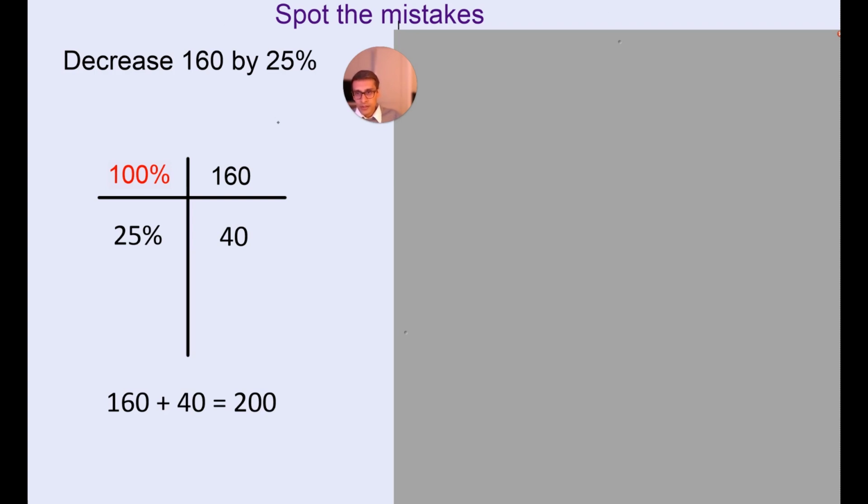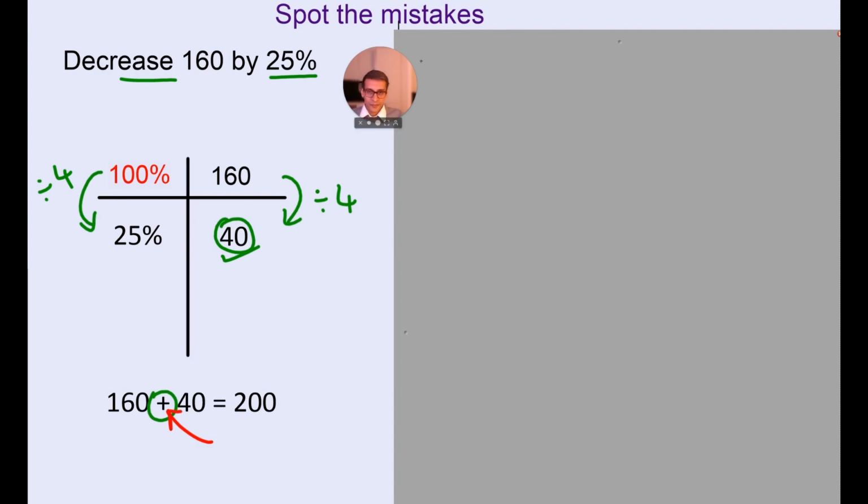Okay, let's see what this person has done wrong. Well, 25%, to work that out, you are going to divide by 4. And 160 divided by 4 is 40. So that calculation is correct. Now, if we're decreasing by 25%, we need to take 40 away from 160. This person has added, so the mistake is here.